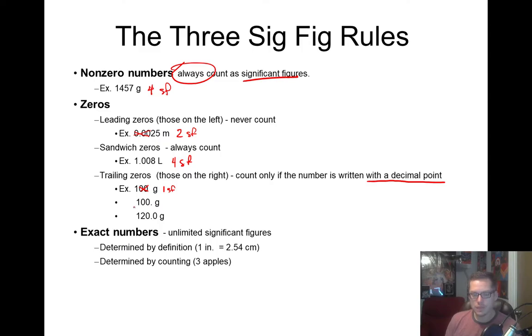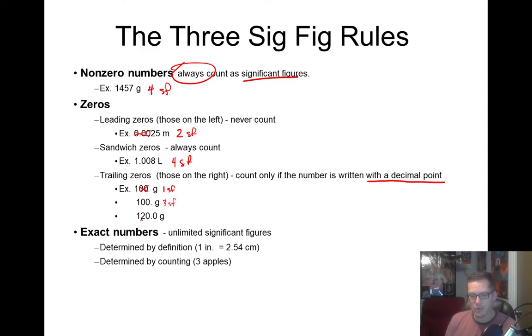All right, now these guys here, this is the same number, right? You might say, oh, they're both 100. Well, not quite. This decimal point that's right here tells me that these 2 zeros were measured values. So that tells me that these zeros are significant. So this guy has 3 sig figs. See how important that is? This tells me that this number is much more precise than this number is. All right.